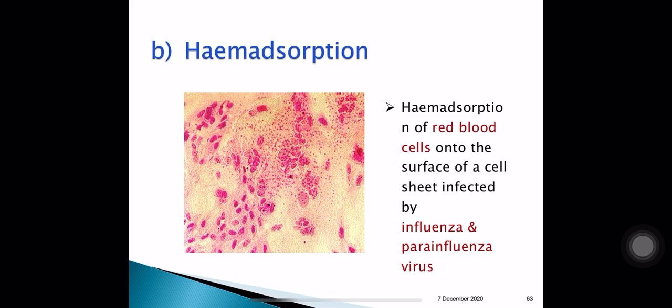Heme adsorption is adsorption of RBCs. RBCs will get attached on the surface of the cells. Here in this figure you can see plenty of RBCs have collected at the site and they get adsorbed on the surface of the host cells. This is called heme adsorption, and it has been seen in influenza and parainfluenza viruses.